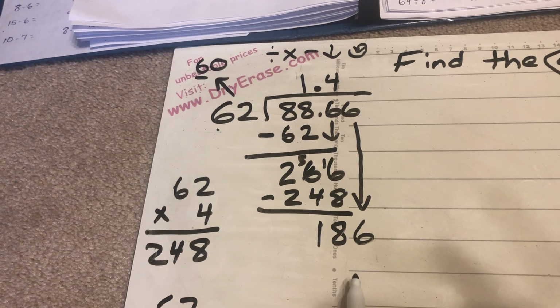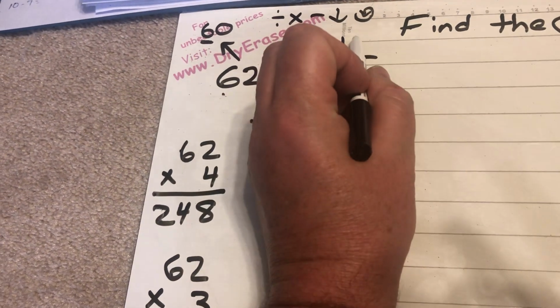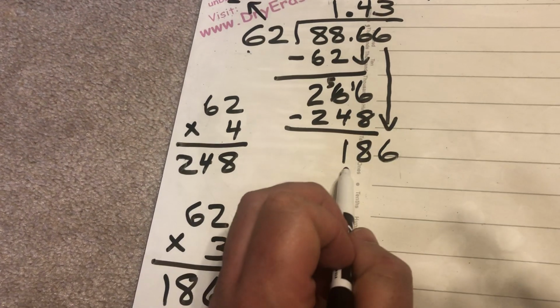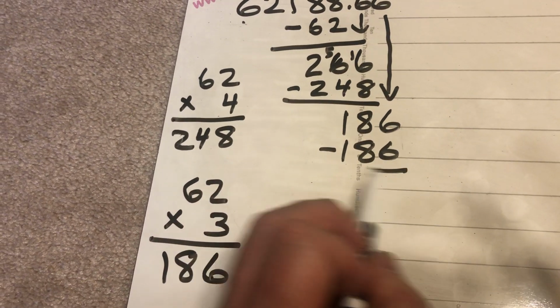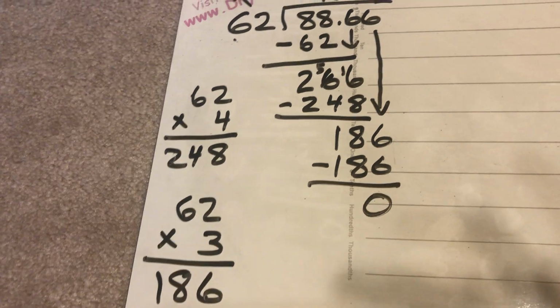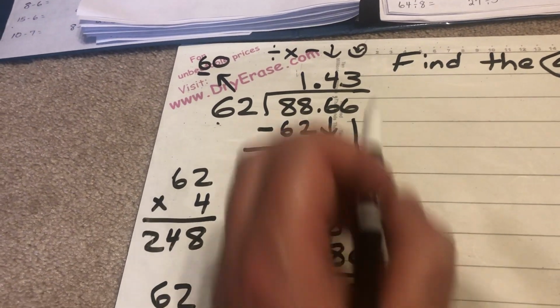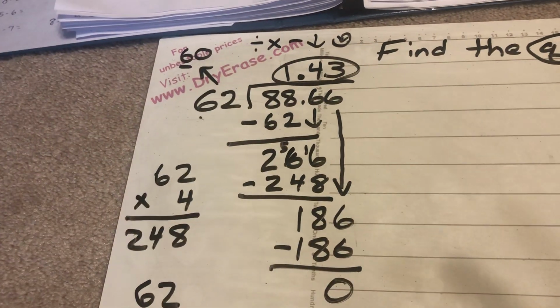And so I can proceed with confidence. 3, 186. 186 minus 186 is 0. I end up with 1 and 43 hundredths.